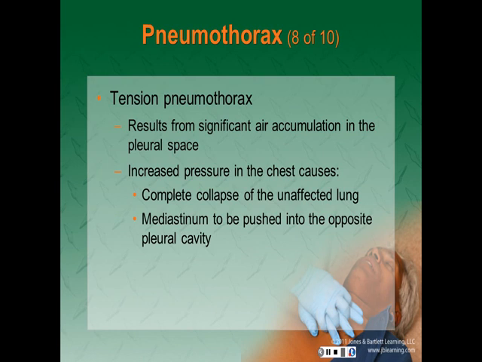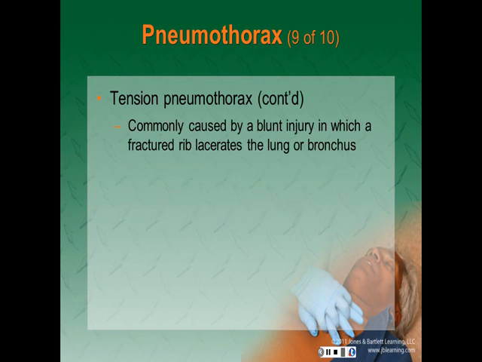A tension pneumothorax results from significant air accumulation in the pleural space. This air greatly increases the pressure in the chest, causing a complete collapse of the unaffected lung. The mediastinum is pushed into the opposite pleural cavity, and blood then cannot return to the vena cava in the heart. You will have decreasing cardiac output, and this leads to shock and ultimately will result in death. It is commonly caused by blunt injury in which a fractured rib lacerates a lung or the bronchus.